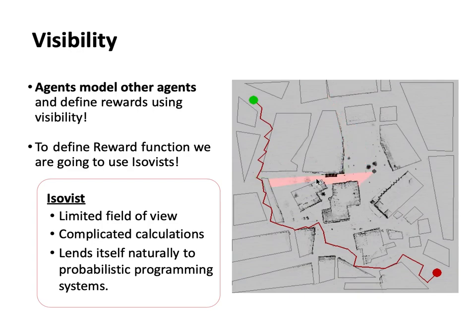The next technicality we require is the ability to determine visibility, since we require the number of times visible for a reward model. And we do this by using an isovist, which is a limited field of view that describes everything which can be seen by an agent. And this lends itself nicely to be built within the probability models we require.